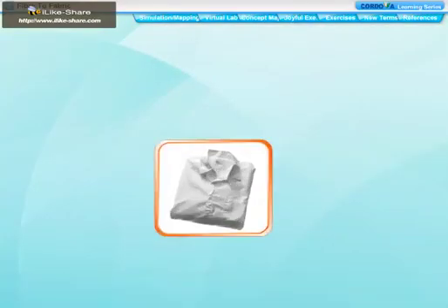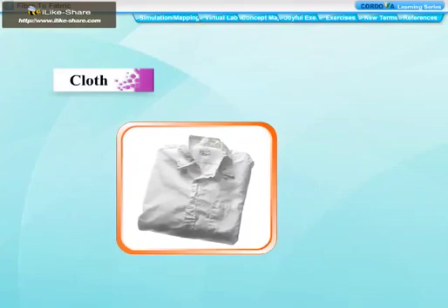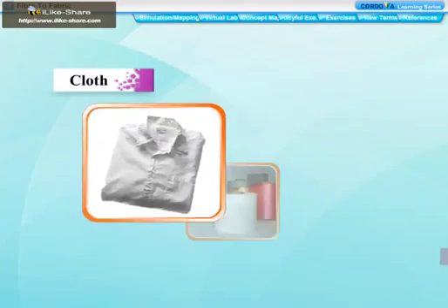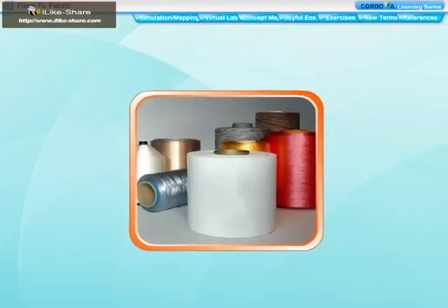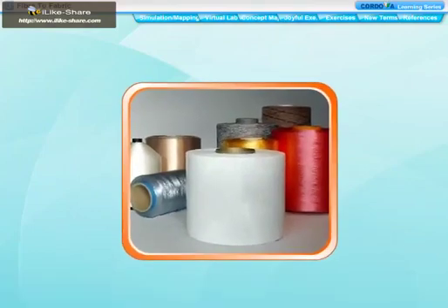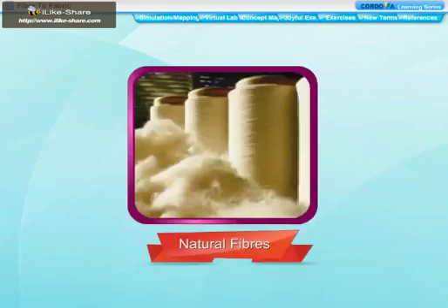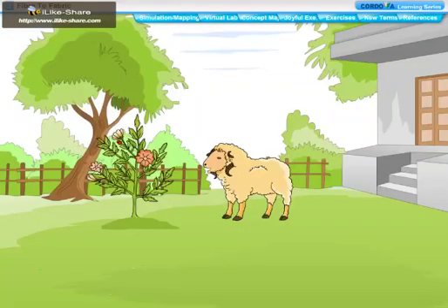Fibers. Fabric is commonly called cloth. Fabrics are made from certain types of fibers. Fibers are long, strong, and flexible thread-like structures. Natural fibers. These fibers are obtained from plants and animals.